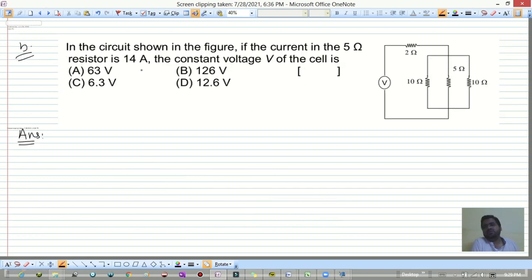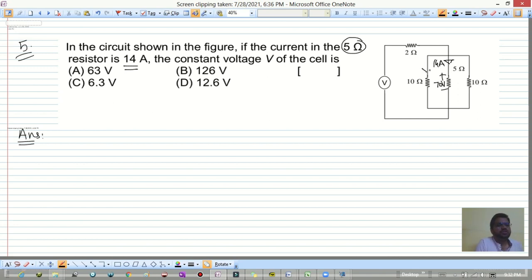So the next problem we have in this fifth question, as you can see in the circuit shown in the figure, if the current in the 5 ohm resistor is 14 ampere, the constant voltage V of the cell is, so V is equal to what? So 5 ohm resistor is given, that is 14 ampere. So what is the voltage across it? 14 into 5, that is the voltage across it. So 5 4s are 20, it is 70 volt, isn't it?